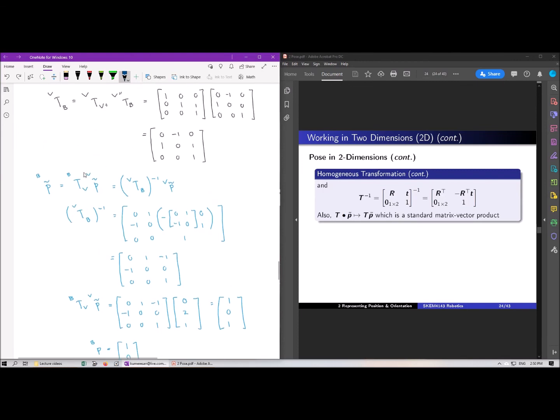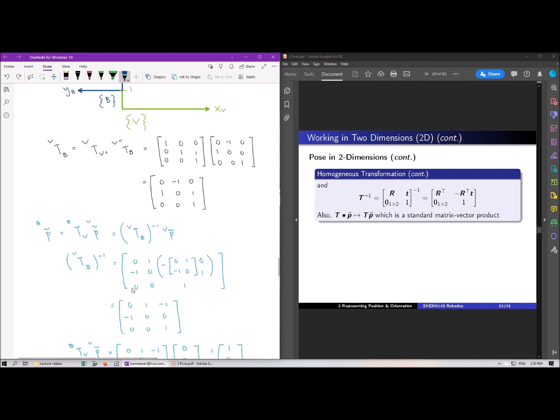So because we are interested in computing TVB, and we have computed TBV, right? We have this, so we might just invert it, right? So the inverse of TBV is equivalent to TVB, and you can just use your calculator to inverse it, or you can use this property over here.